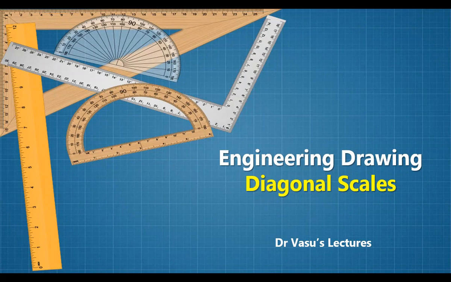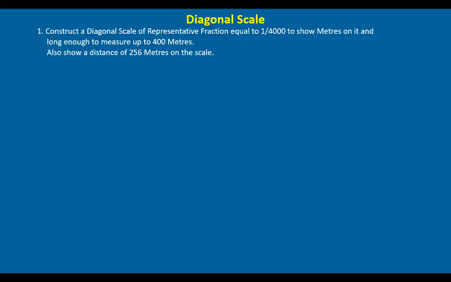Now, let's jump into the topic and see the diagonal scales. Here, we are asked to construct a diagonal scale of RF 1 by 4000, to show meters on it, and long enough to measure a maximum length of 400 meters. Let us see how to do it.